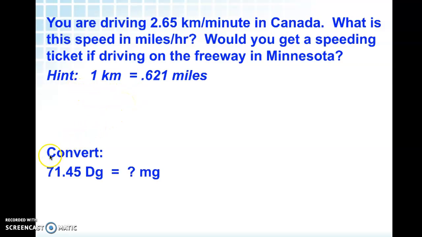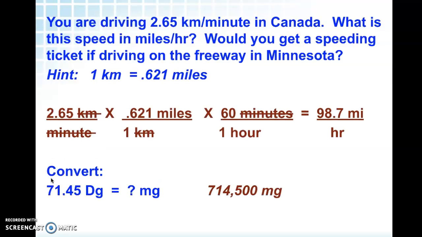And then also convert the 71.45 decagrams into milligrams. So you can pause the video and try those two problems. And there's your answer.